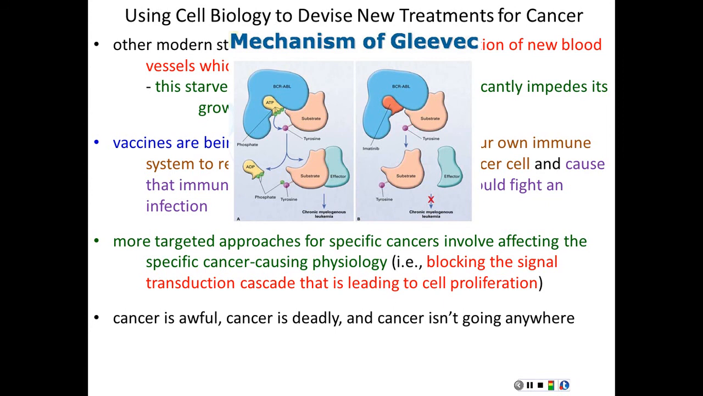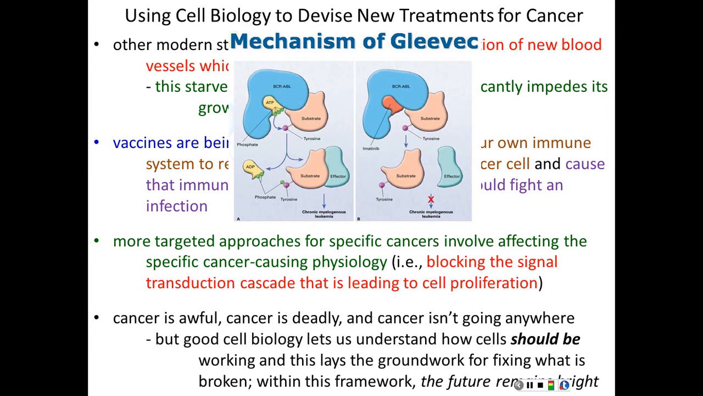Cancer is deadly. And cancer is not going anywhere. But good cell biology lets us understand how cells should be working. It lays the groundwork for fixing a broken cell. And within this framework, within this understanding, the future remains bright for the fight against cancer. Keep in mind that the study of cell biology is our best defense against cancer. But ironically, cancer has been our most informative tool for understanding cell biology.